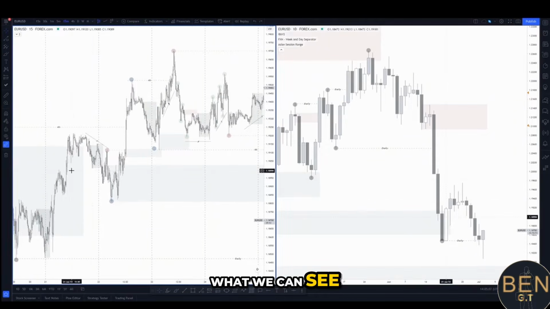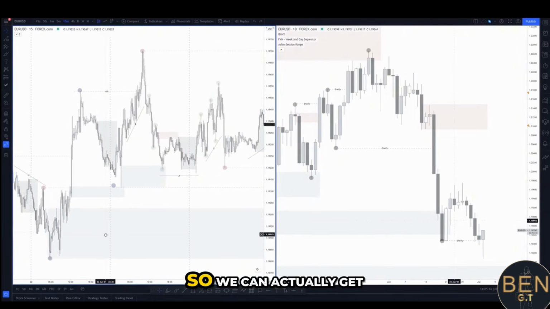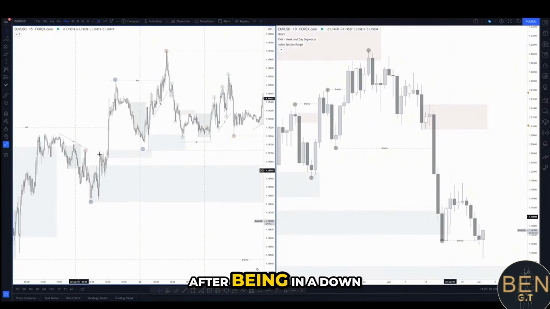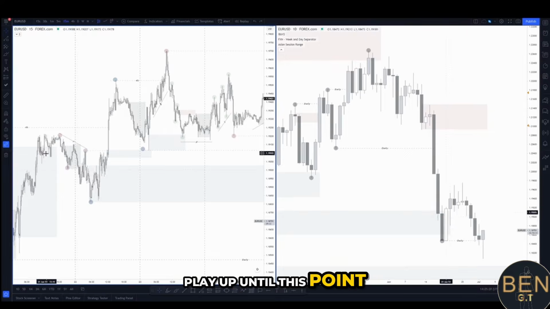What we can see, if we just start looking at this point in time, zoom in just a little bit more, so we can actually get a good view here. You can see that we've broken structure to the upside after being in a downtrend. So if I just map on a few more points just to showcase the trend that was in play up until this point, see that we've broken structure to the downside.